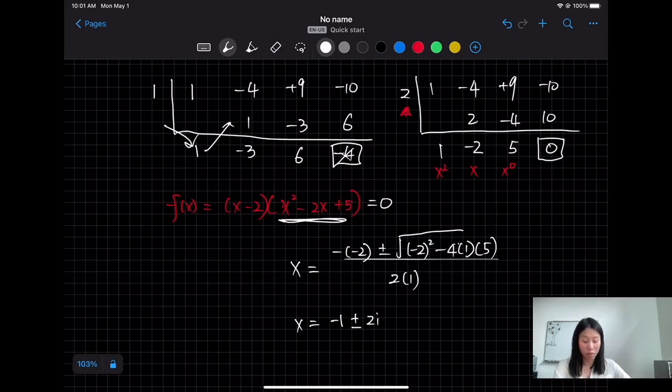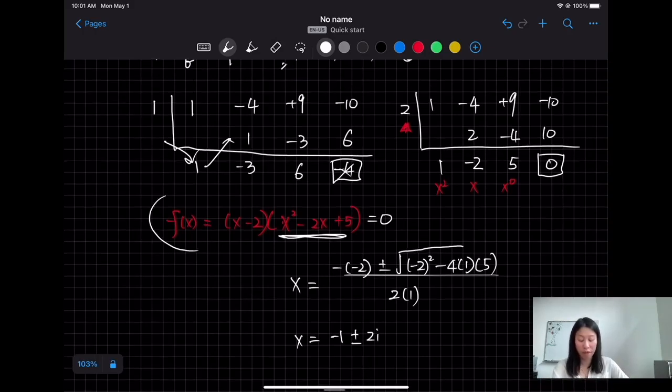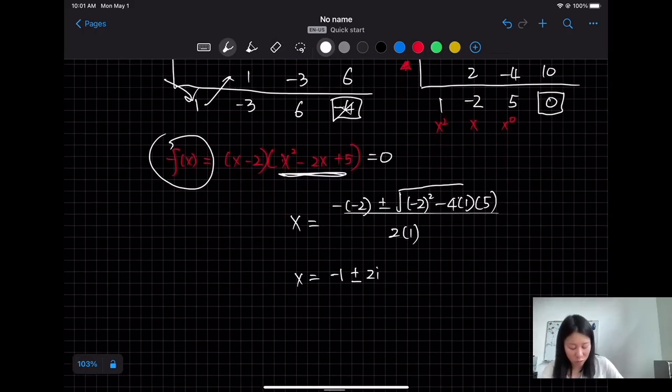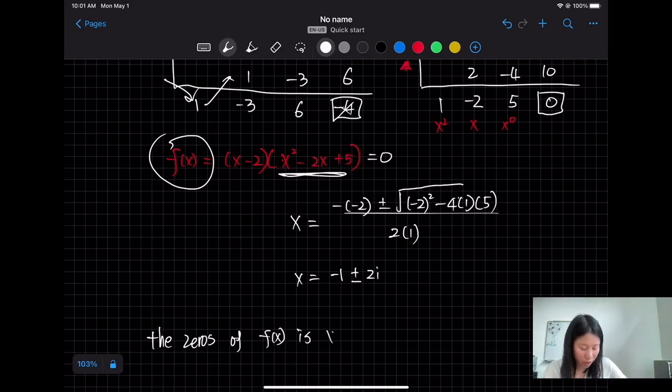So that means the zeros of f(x) are x equals 2, x equals negative 1 plus 2i, and x equals negative 1 minus 2i. A total of 3 roots, including a real root and 2 complex roots. Okay, that's it for today's class.